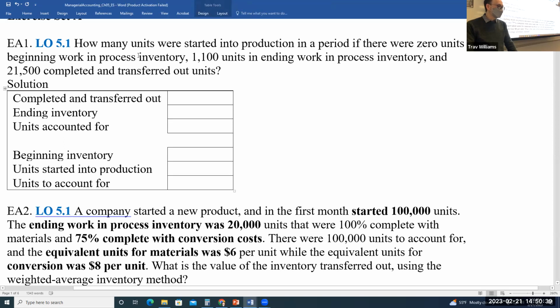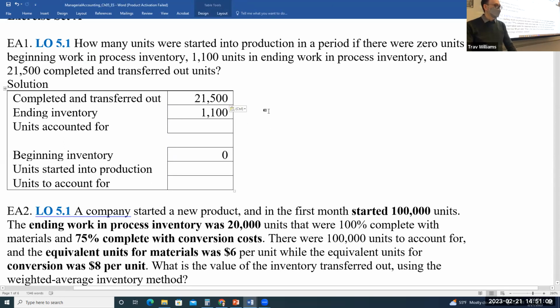So exercise number 1, how many units were started into production if there were 0 units beginning work in process inventory? We could put 0 under beginning inventory. 1,100 units in ending work in process inventory, we could put that under ending. 21,500 that got completed and transferred out.